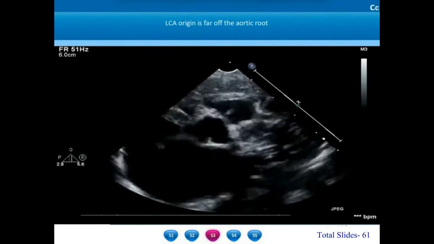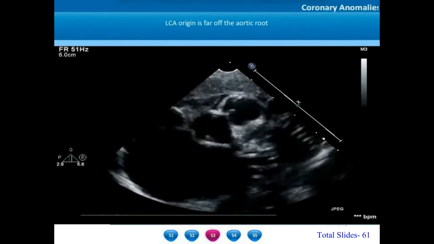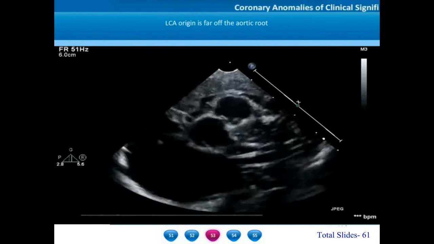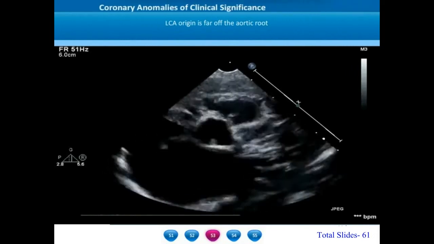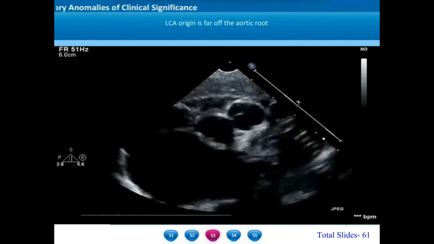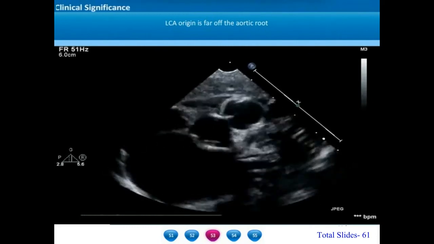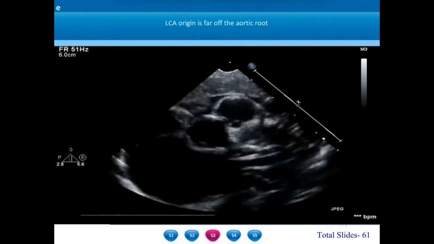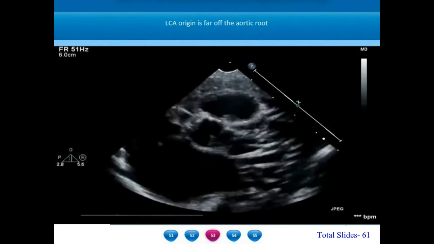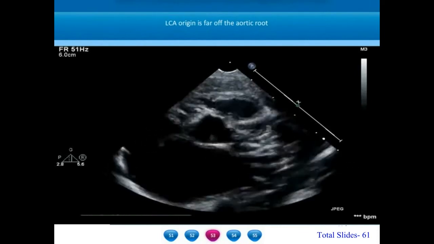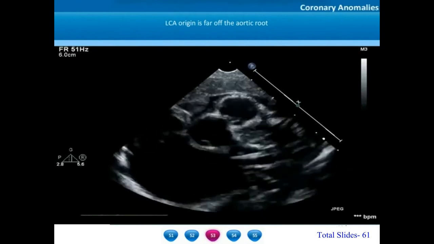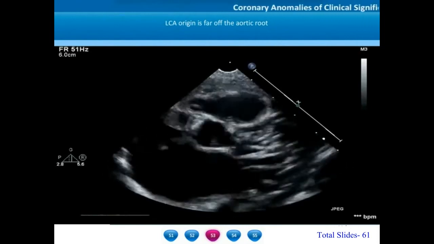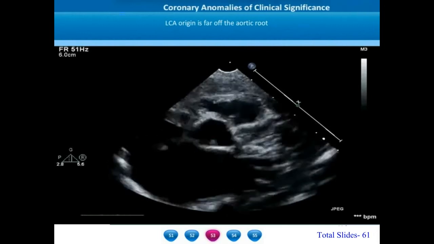This is the two-dimensional echo of the same patient. You can see the left circumflex and the left anterior descending joining together to form the LCA, and the LCA is getting attached to the wall of the pulmonary artery, which is diagonally opposite to the aortic root. So this LCA origin is quite far off from the aortic root.